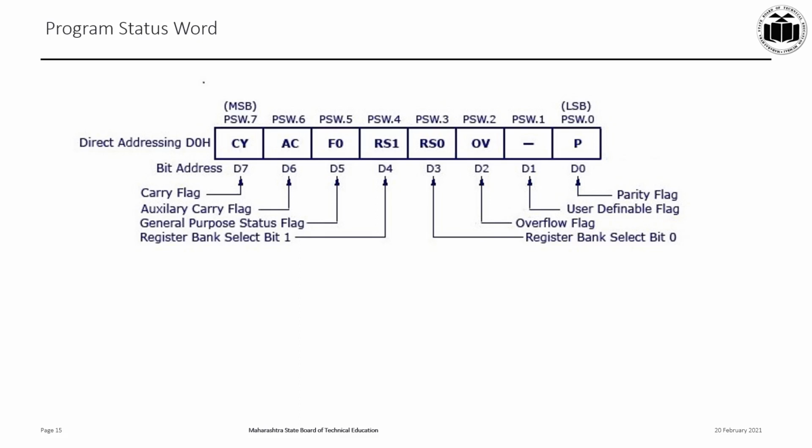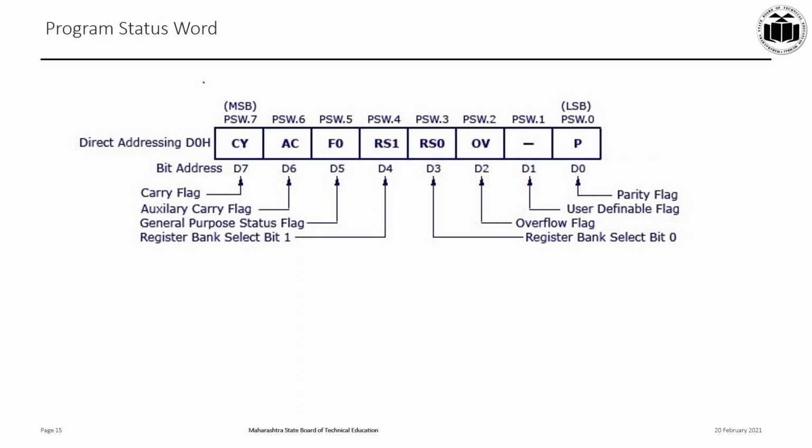RS1 and RS0 are the D4 and the D3 bits, and they are the register bank select. These flags are used to select only one bank of 8 registers, which are from R0 to R7. By default, it selects bank 0. The user can use any one bank of registers at a particular time.